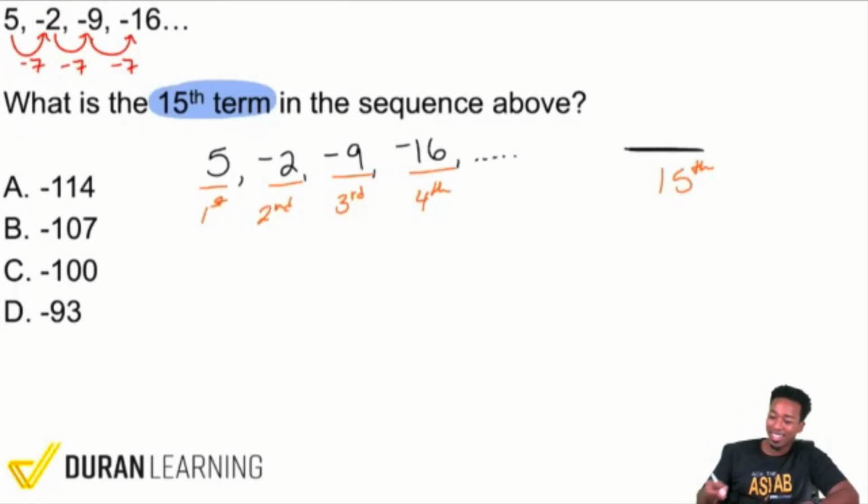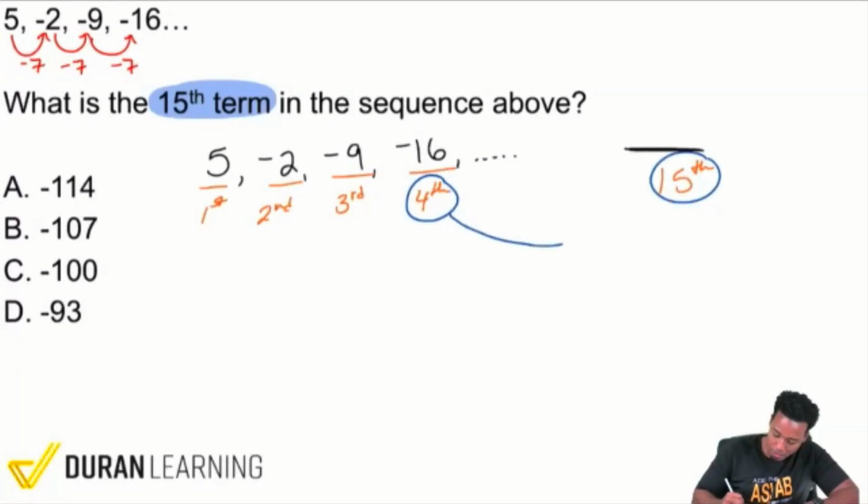That's right, Mikhail. Let's go ahead here. So let's go ahead and pick right here. From the 4th to the 15th, everybody, how many terms are we jumping? Right, we're jumping 11 terms. From 4 to 15, 15 minus 4 is 11. So we're jumping 11 terms.